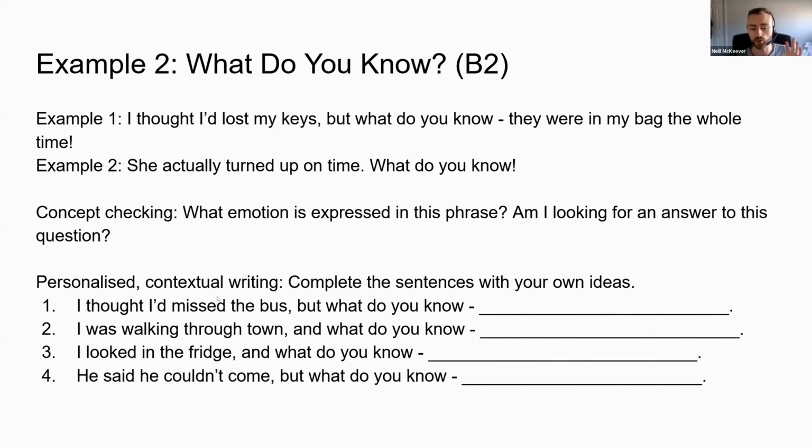And then I got them to do a personalized writing here. Now, with some phrases like, what do you know? It might be a bit difficult to ask them to write from nothing again. So I start with half a sentence. Finish the sentence. For example, number 2, I was walking through town. And what do you know? I bumped into my best friend from primary school.